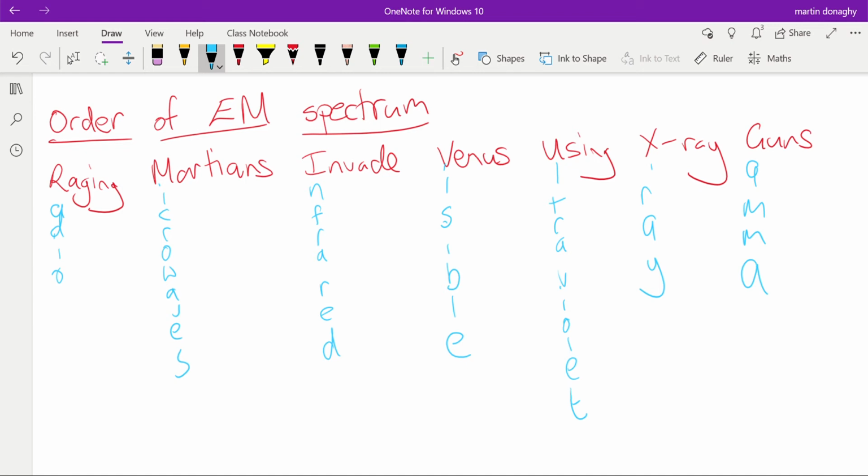Notice sound and ultrasound are not there. They are something completely different, an entirely different type of wave. That's a sound wave, not part of the electromagnetic spectrum. Okay, sound waves are longitudinal. These are all transverse. Sound waves travel at the speed of sound. These all travel at the speed of light. Big difference. Do not put sound or ultrasound in the electromagnetic spectrum.